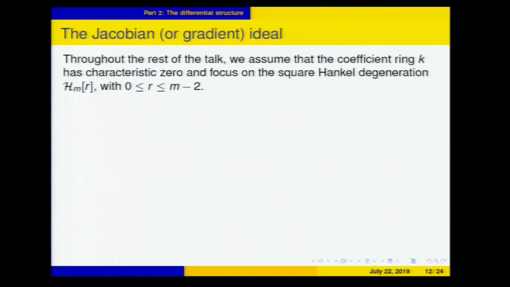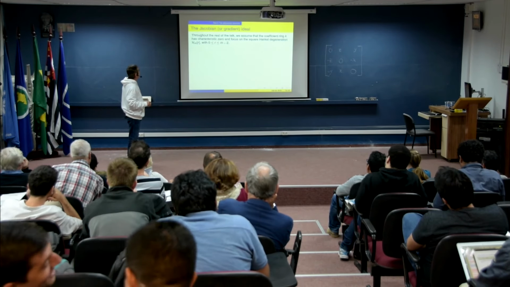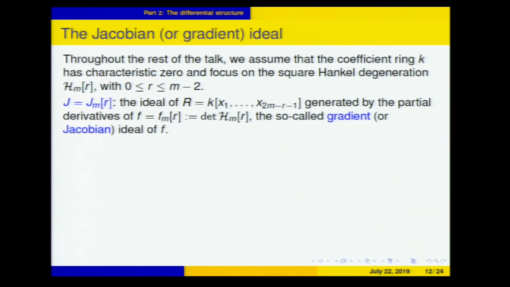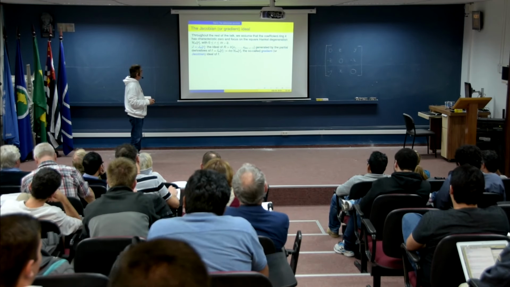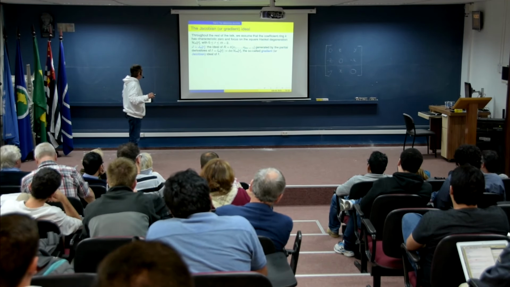So throughout the rest of the talk, we assume the coefficient ring has characteristic 0. Many things still work out, but not really in general. So let me call J the ideal generated by the partial derivatives of f. Remember, we are back in this case notation. This is a square Hankel matrix with R zeros on that column. And now you take the Jacobian ideal or gradient ideal of the determinant. This is a venerable guy.